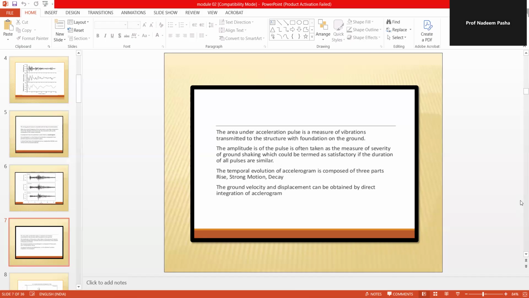So how are we doing? The area under acceleration pulse is a measure of vibration transmitted to the structure with foundation on the ground. Next, the amplitude of the pulse is often taken as the measure of severity of ground shaking, which would be termed as satisfactory if the duration of all pulses are similar. The temporal evolution of accelerogram is composed of three parts: rise, strong motion, decay. The ground velocity and displacement can be obtained by direct integration of accelerogram.